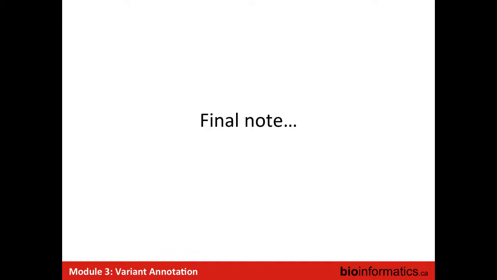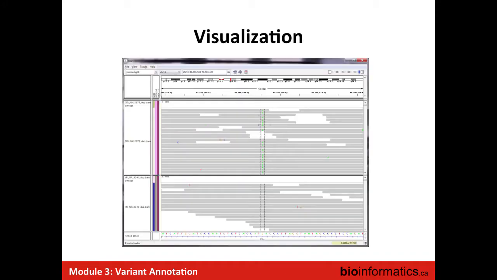So a final note before we go back to the practical is one thing that we won't have time to cover, but that's extremely important: visualization of these data sets. I didn't say what this tool was. This is the Integrative Genome Viewer, IGV, browser, which is a tool that allows you to load both your BAMs and your VCFs. At some level you're generating all of these files, but you don't have a way of checking what actually is coming out.